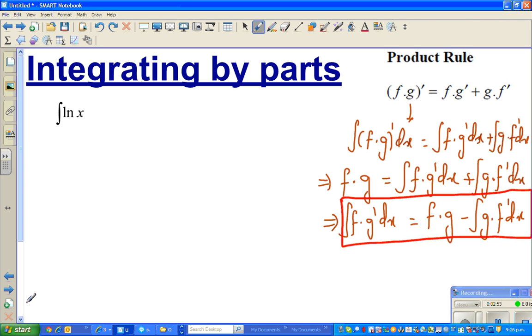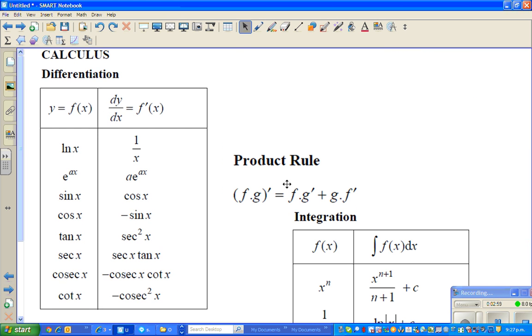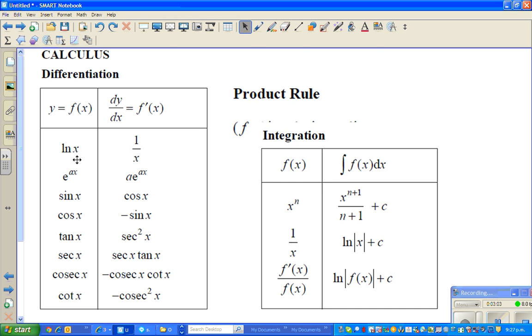Now I'll show you some formulas. You should know these formulas. I have copied and pasted these from a formula sheet of NCEA. You should know these derivative formulas: if you differentiate natural log of x, you get 1 over x. And these are the others. But you don't have any formula for integrating natural log of x.